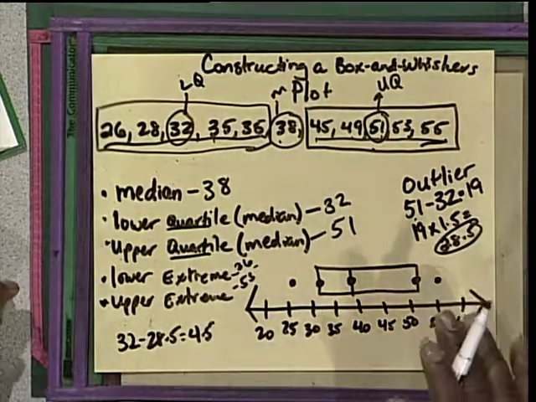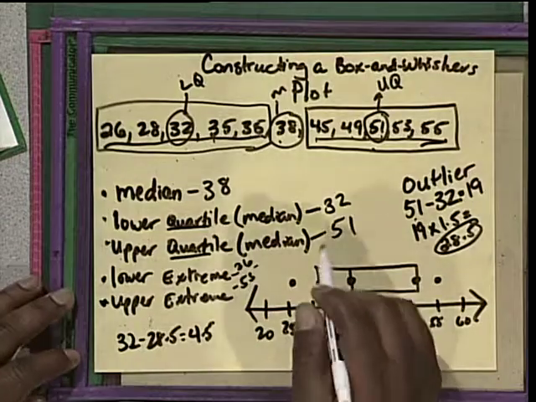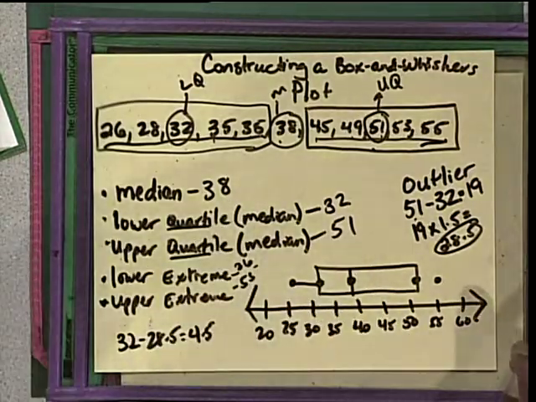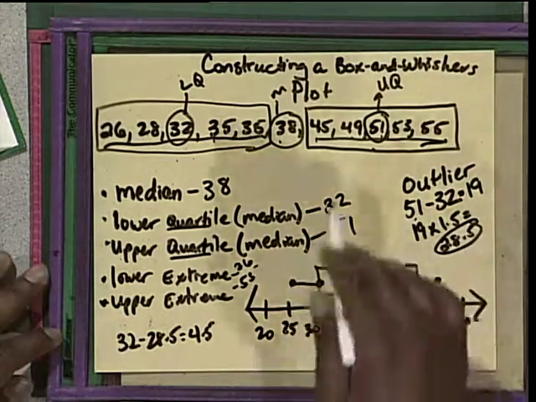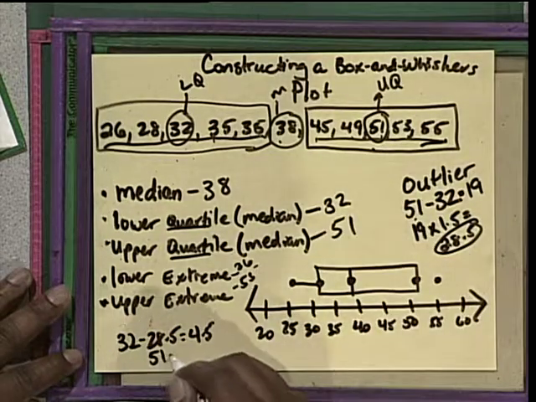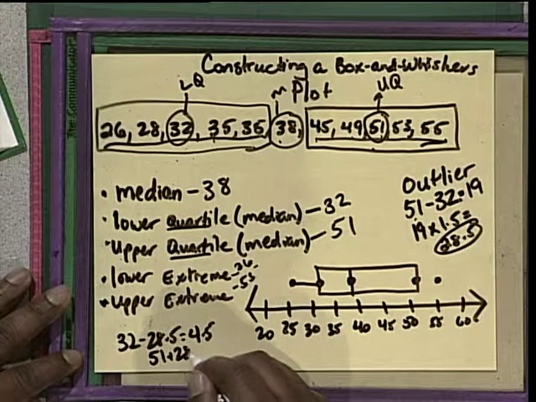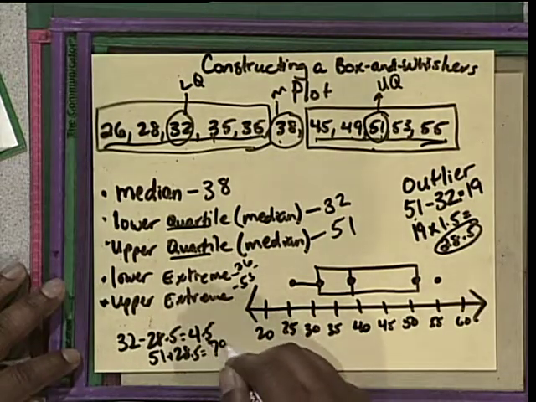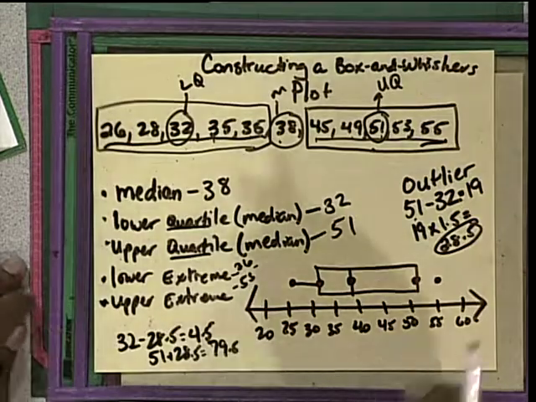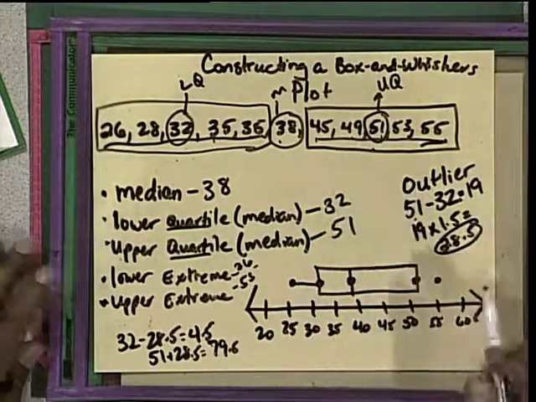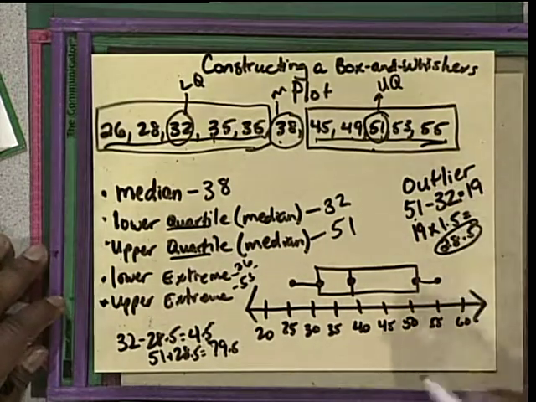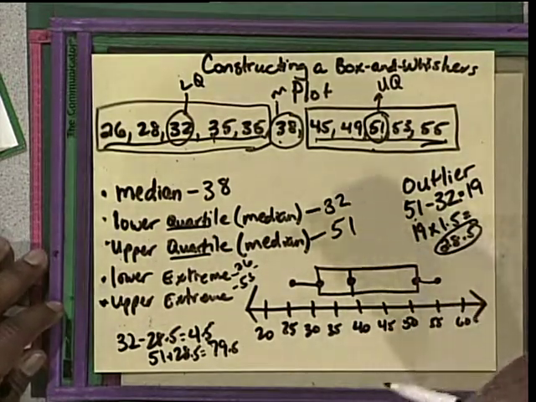I have no number lower than 4 and 5/10, so therefore my lowest number 26 is a part of the data. Boom. Then now I have to add this to my upper quartile. 51 plus 28 and 5/10 gives me 79 and 5/10. I have no number larger than 79 and 5/10, so 55 is a part of my data. And we just constructed a box and whisker plot.